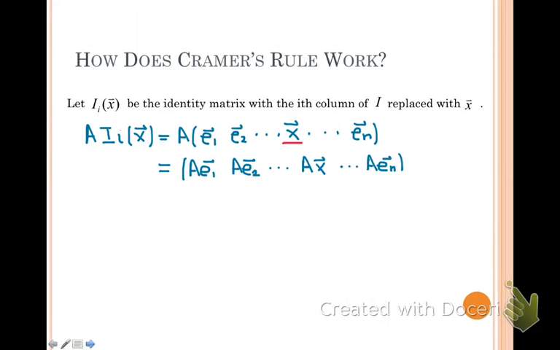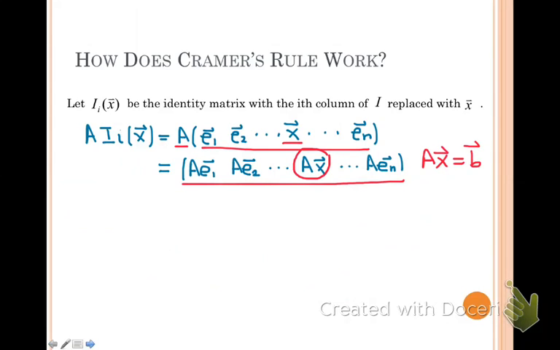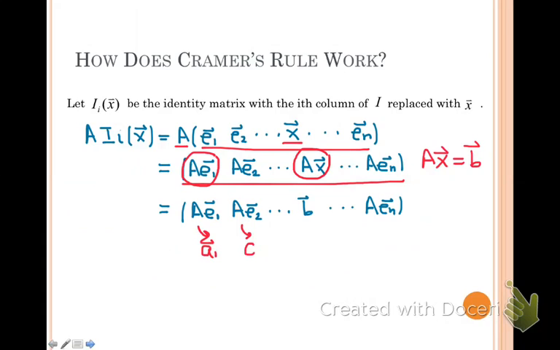So now we just alter the expression by taking the product of A with the identity, and we get the following. So notice that this thing that says A times x, if we have the equation AX equal to B, then we can replace A times x with B. Likewise, if I take the product of e1 with the matrix A, then what I get is the first column of A. So I can replace Ae1 with A1, which represents the first column of A, and Ae2 with A2, which represents the second column of A.